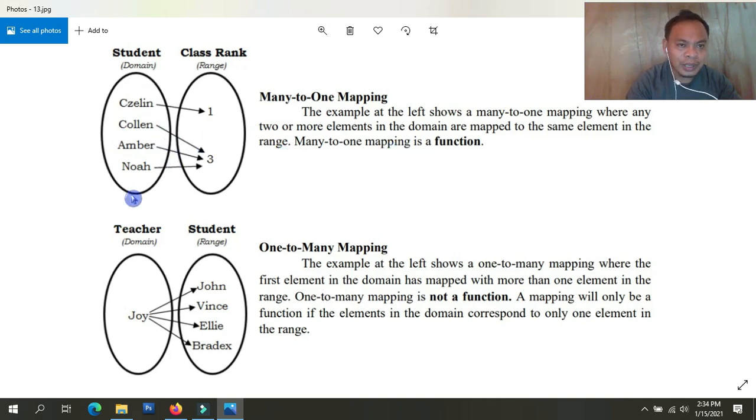Okay, many-to-one. Okay, then our next is, what's this one? One-to-many mapping. Teacher, Joy, di ba? Ang domain, student, John, Vince, Ellie, and Bradix. So the example at the left shows a one-to-many mapping where the first element of the domain is mapped with more than one element in the range. So one-to-many mapping is not a function. Okay, kasi one-to-many kasi isa yung domain, tapos yung ating range ay many, di ba? So one-to-many. So hindi po siya function.